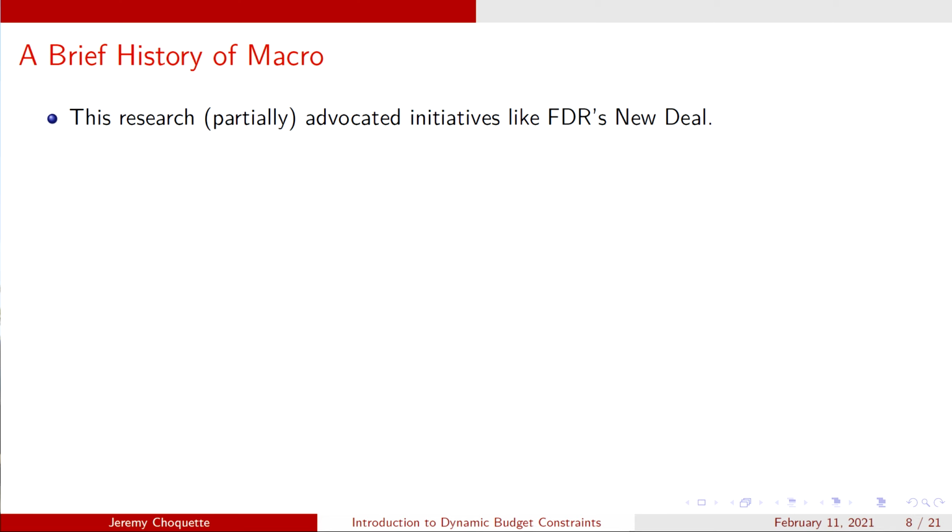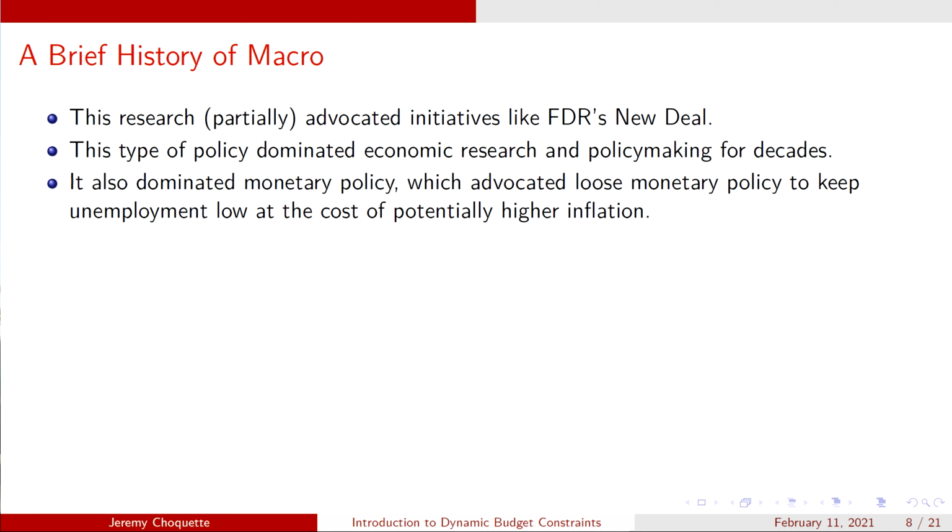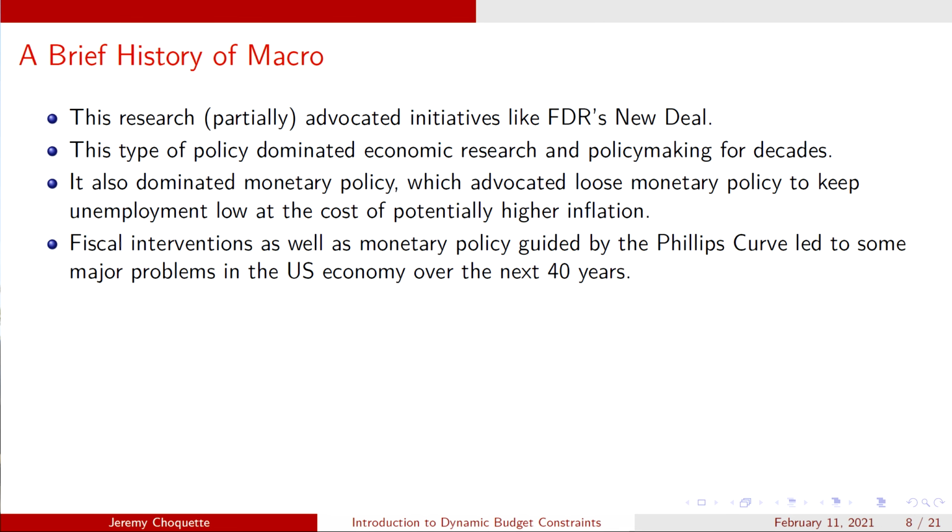But this type of policy, this school of economic thought, which later became known as the Keynesian School of Economic Thought, dominated economic research and policymaking for decades. It dominated monetary policy, which advocated for loose monetary policy to try to keep unemployment low at the cost of potentially higher inflation, right? Manipulation of the Phillips curve. Fiscal interventions, as well as monetary policy guided by the Phillips curve, led to some major problems in the U.S. economy over the next 40 years.